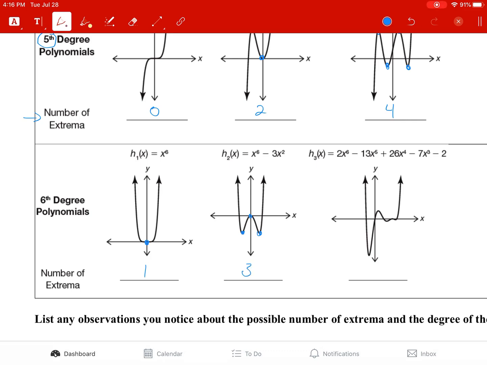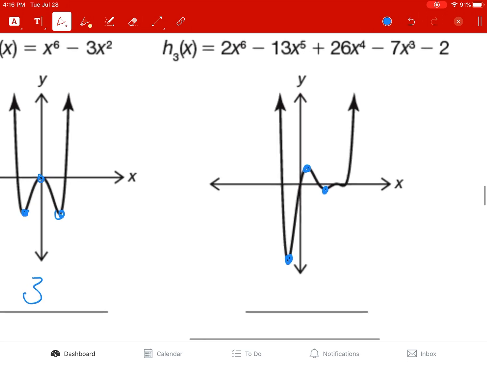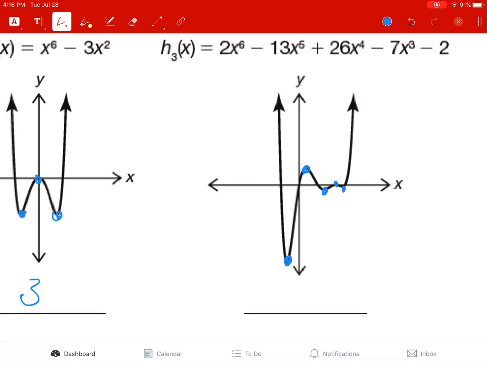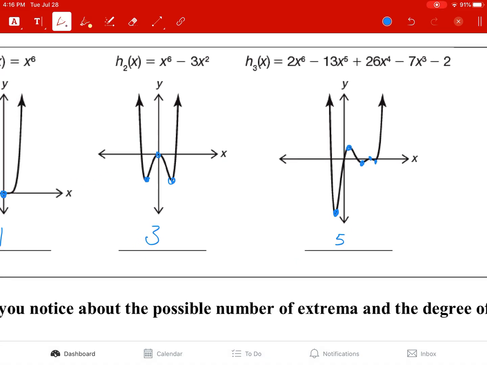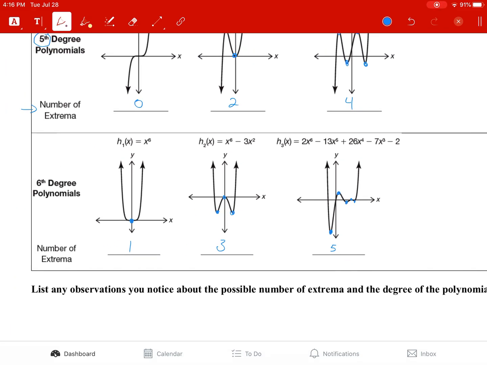Lastly, a little bit bigger equation. We have a valley, a peak, a valley. This one's kind of hard to see because it's small, but there is a peak there and another valley there. That gives a grand total of 5 extrema. Again, paying attention to the degree of the polynomial and the number of extrema.